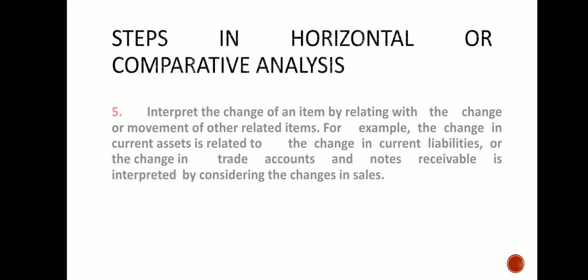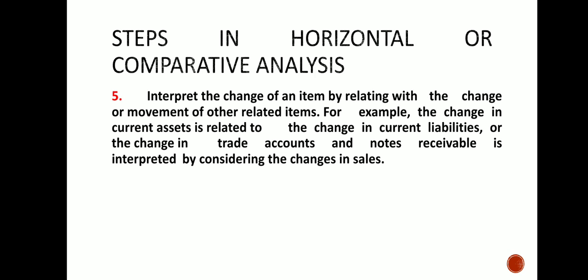So we'll go on to step number 5. Interpret the change of an item by relating it with the change or movement of other related items. So for example, if there is a change in current assets, it should be related to the change in current liabilities. Or if we are analyzing trade accounts receivable and notes receivable, we must interpret these accounts by considering the changes in sales.